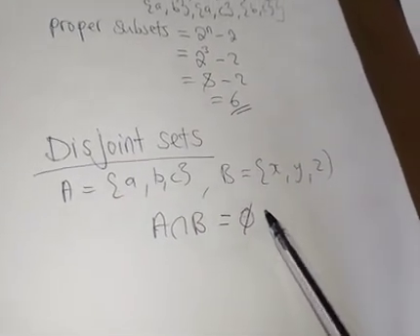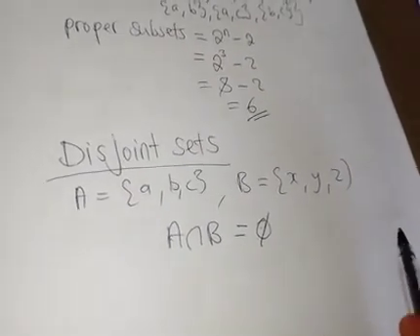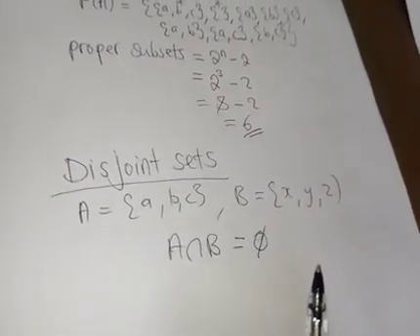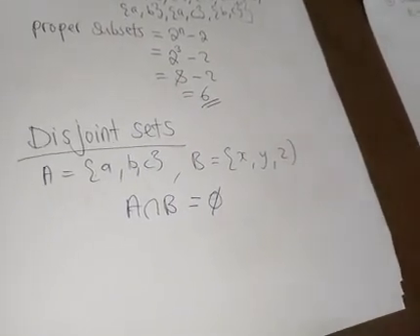So any two sets whose intersection is an empty set, those are disjoint sets. So that's it for disjoint sets.